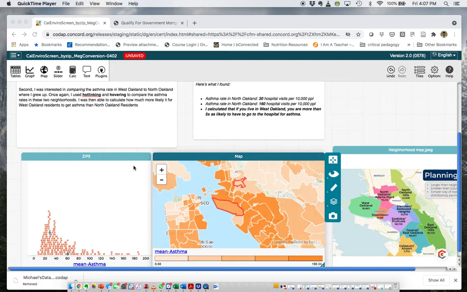But if you really want to find out if something's going on, either to cause asthma rates to be exceptionally low or something's going on that's causing asthma rates to be exceptionally high, it can actually be useful to use a standard deviation. So let me show what that looks like in CODAP.